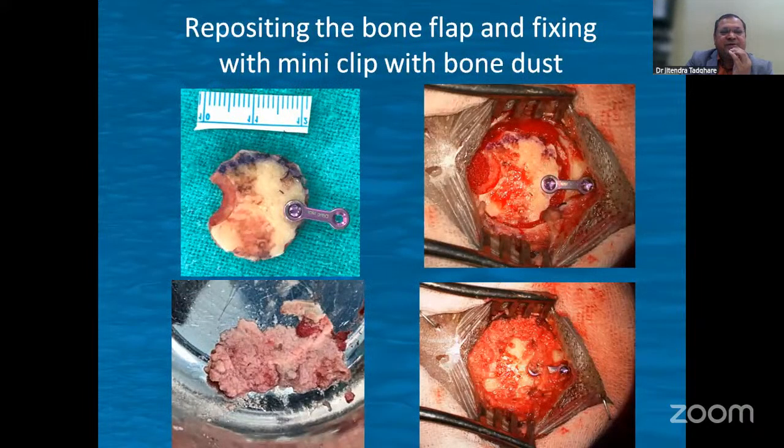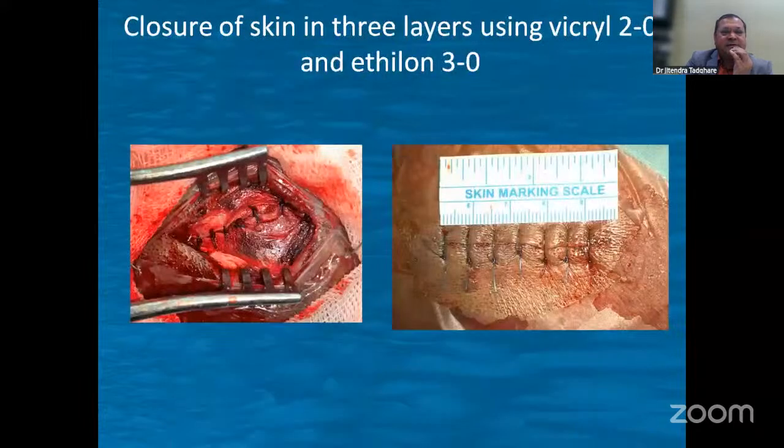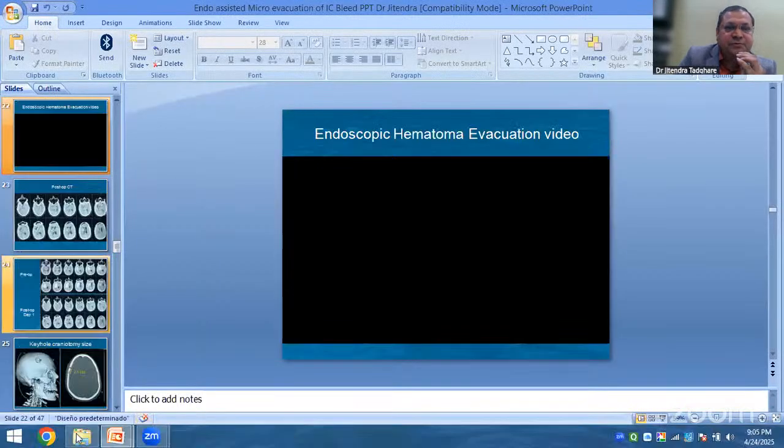Fix the bone using a mini clip and keep bone dust around it. And closure of the skin is done in 3 layers. And we can see the 5 centimeter skin incision. So I would like to show the video.